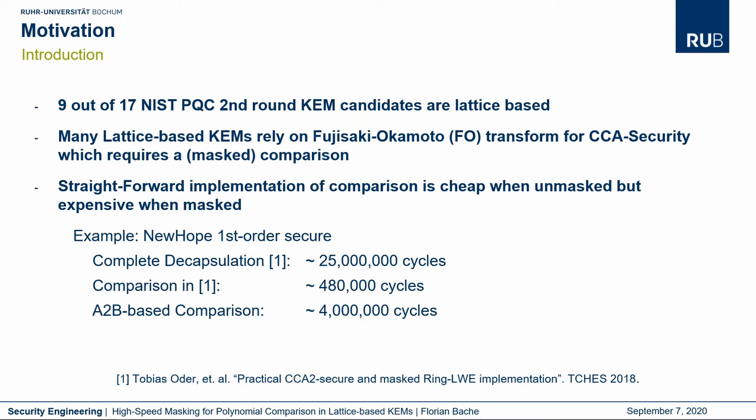There's a general approach which is based on arithmetic to Boolean conversion. And this approach can be extended to higher orders, but it takes around 4 million clock cycles. So almost a fifth of the overall scheme. And as we will show later, it gets worse quite fast.